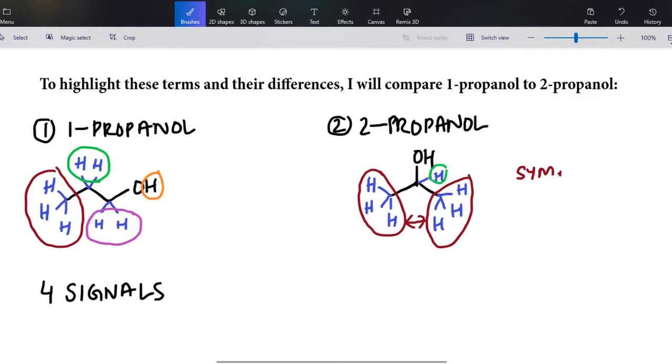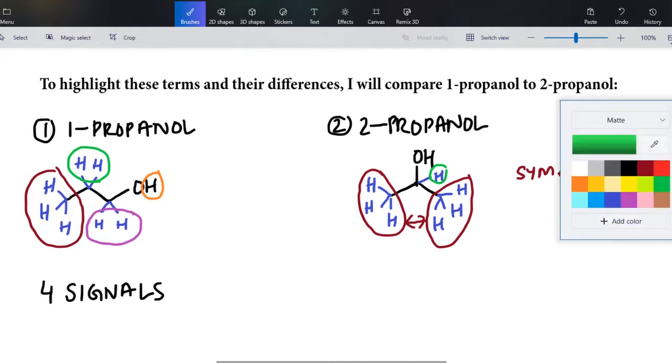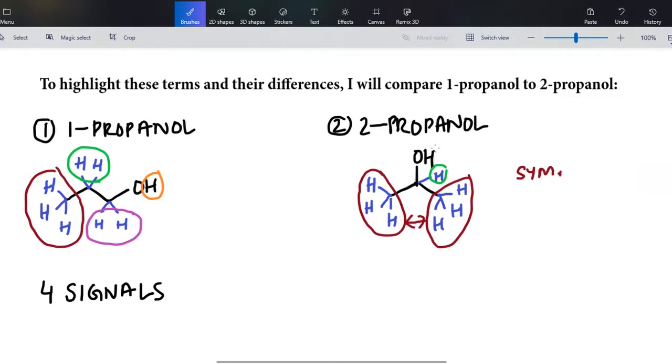Now, we can't exclude this unique hydrogen. It's connected to a carbon that has an OH and two CH3 projections. And finally, let's use brown. We've got an OH group attached, well, we've got a hydrogen attached to our OH. So again, to summate, we've got 3 signals in this case.